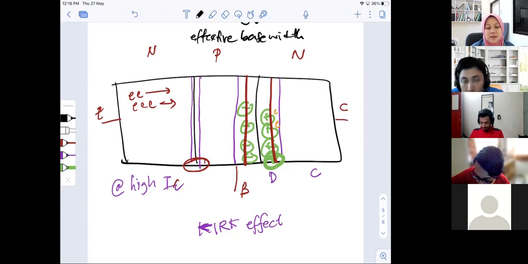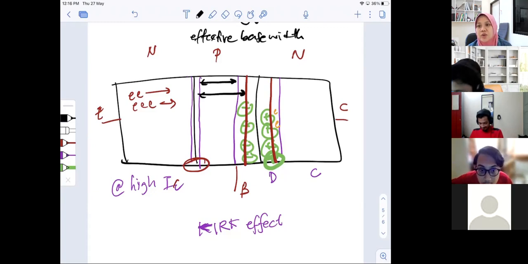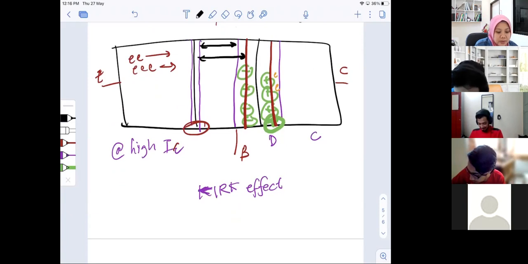The answer is this. What is the effective base width? Previously it was this. Now it becomes this. So it is getting bigger, right? Yes. Okay, so now it gets bigger. Can you tell me, when it gets bigger, what happens? More recombination. Okay, good. So if this gets bigger, the probability of recombination increases.